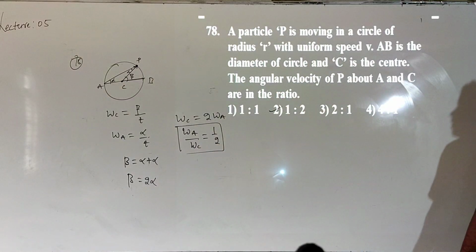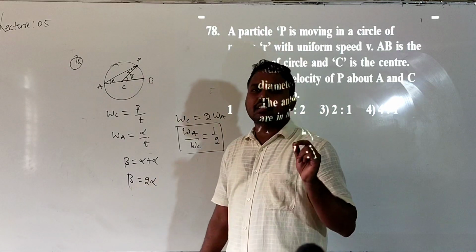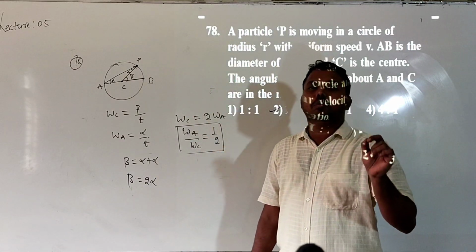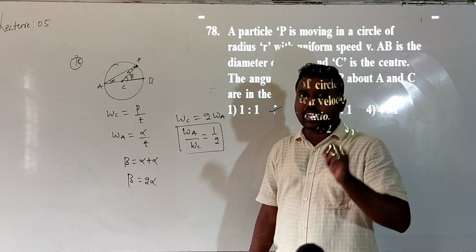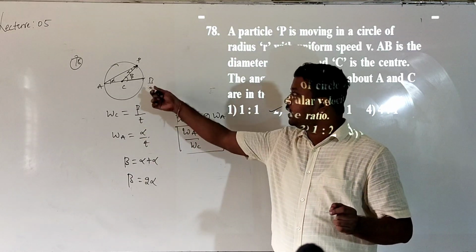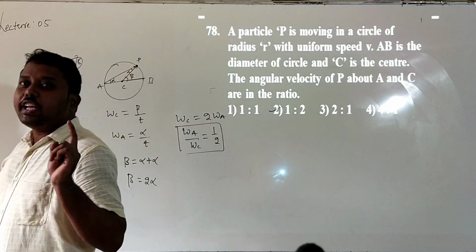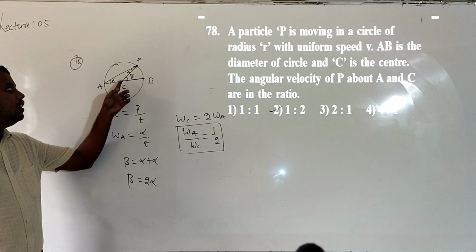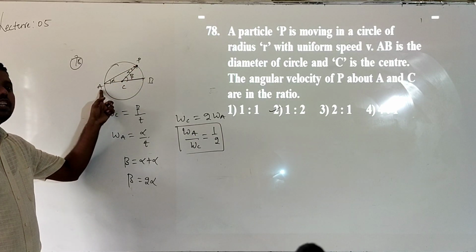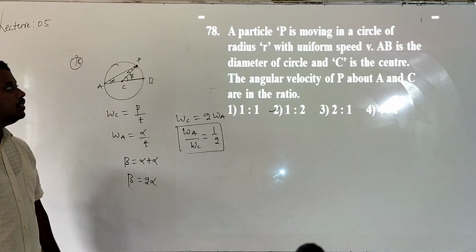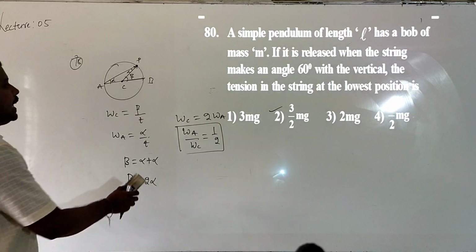Understood now? So this is the calculation of angular velocity by changing the axis of rotation. The point about which you are calculating the angular velocity will be different: first with respect to C, next with respect to A. But remember, here we calculated the angular velocity for the same position of the particle. One is with respect to C, another is with respect to A. So this is question number 78. Next question, question number 18.